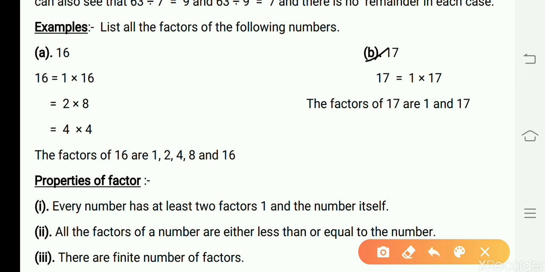Another example is 17. 17 = 1 × 17, and 17 ones are 17. The factors of 17 are 1 and 17.